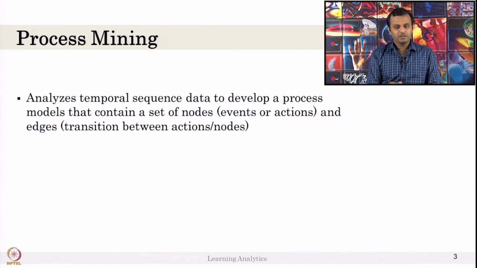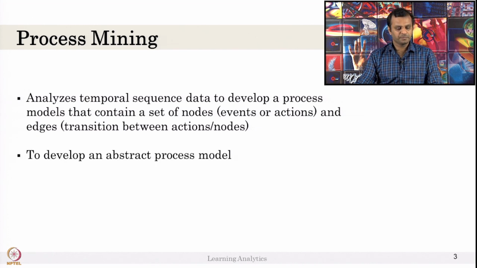use in this course. So, process mining analyzes temporal sequence data to develop a process model that contains a set of nodes, events or actions, and edges, the transitions between actions or nodes. If you see nodes and edges, you might remember that in last week's video we computed a state transfer diagram. We mentioned there is a node and edge kind of thing; exactly the same kind of pattern we will use in the process model. So, nodes can be the actions, and the transitions between actions are called edges.